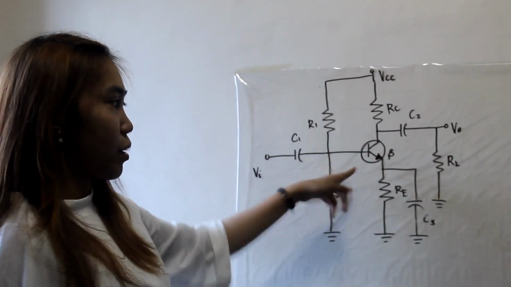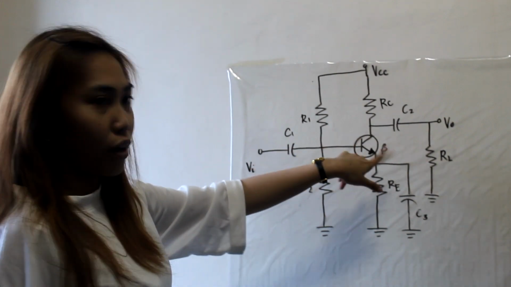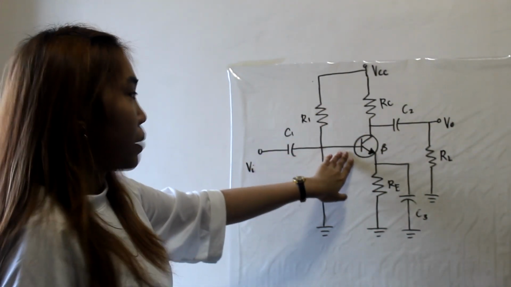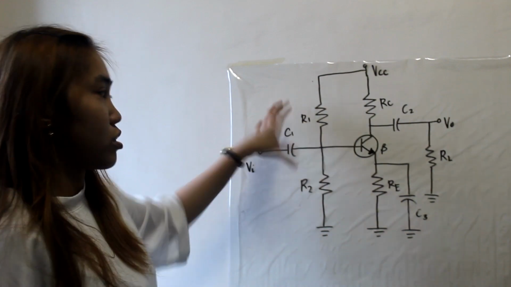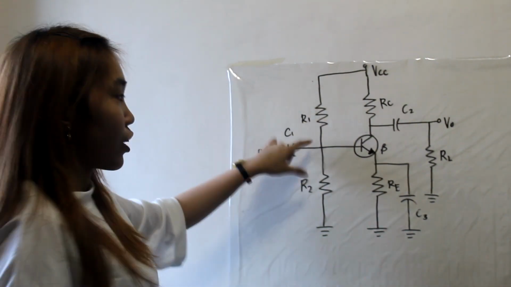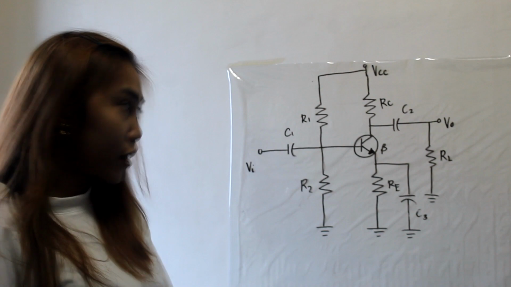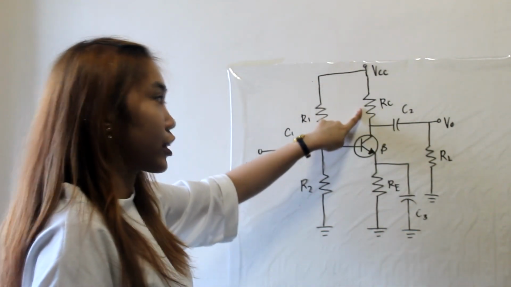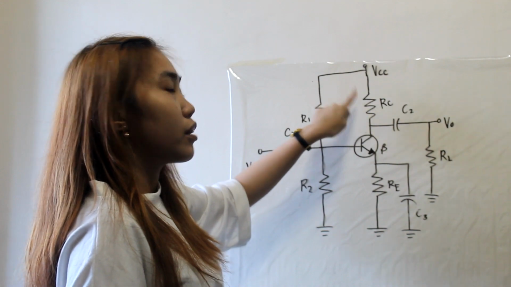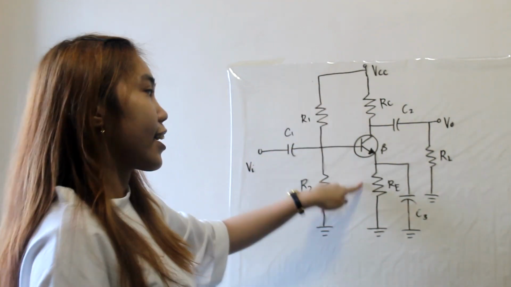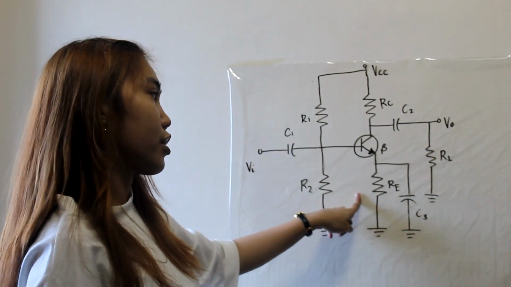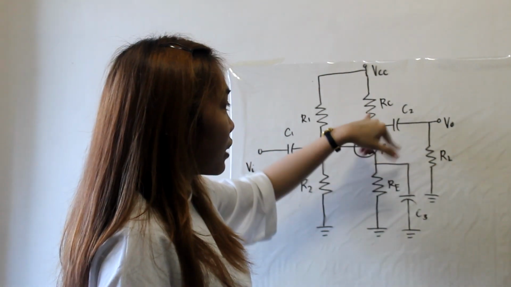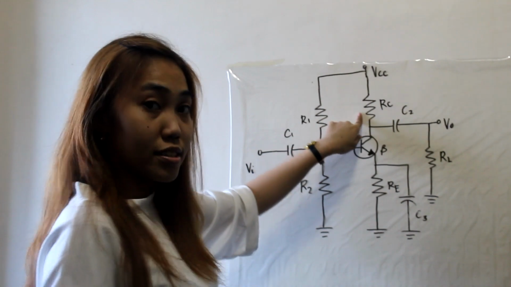We all know the parts of our transistor: the collector, the emitter, and the base, in which there are two resistors dividing the current. That's why it's called voltage divider. Then the RC, the resistor at the collector side, and the RE, the resistor at the emitter side. We have an RL, which is connected in parallel with our RC.